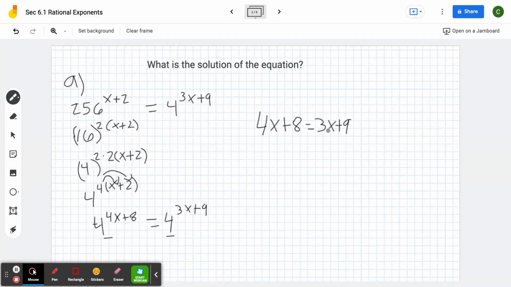Let's go ahead and solve for x. So I'm going to subtract 3x on both sides of my equal sign. This cancels out. 4x minus 3x is just 1x, or just x plus 8 equals 9. And how do I solve for x? I'm going to subtract 8 on both sides. And 8 minus 8 cancels out, and I have x equals 9 minus 8, which is 1.